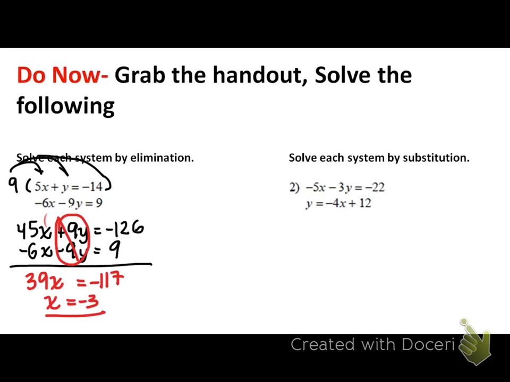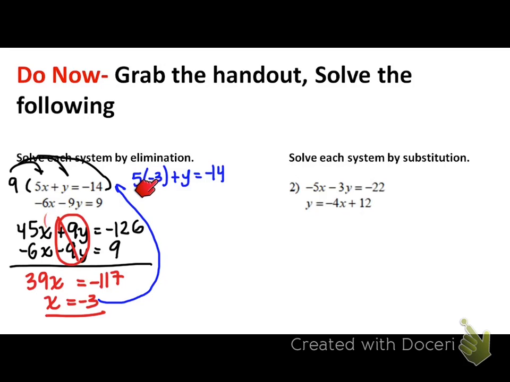Is this my final solution? No. Am I done? No. What should I do? I think the easiest one to plug it back in would be the one up on top. I'm going to get 5 times negative 3 plus y is equal to negative 14.